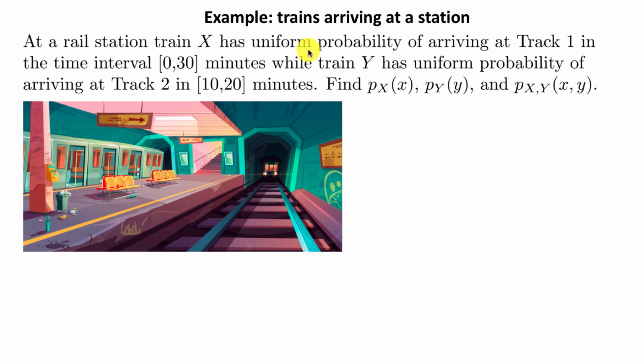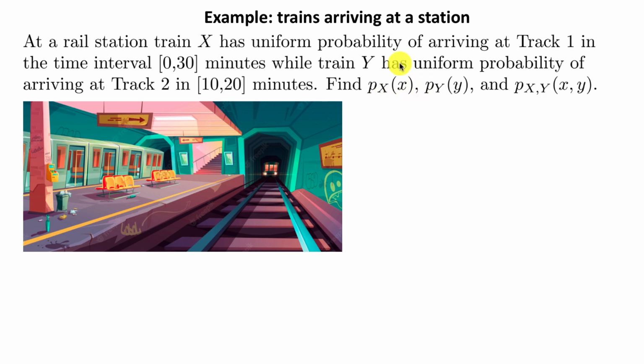Now let's say that train x has uniform probability of arriving at track number 1 in the time interval between 0 minutes and 30 minutes, while the train y has uniform probability of arriving at the second track in the time interval 10 minutes through 20 minutes. What we want are the marginal probability distributions as well as the joint probability distributions. Now, here one can assume that the arrival of one train has got nothing to do with the arrival of the second train. In other words, these two are uncorrelated with each other, and therefore the joint probability distribution is just the product of this into this.